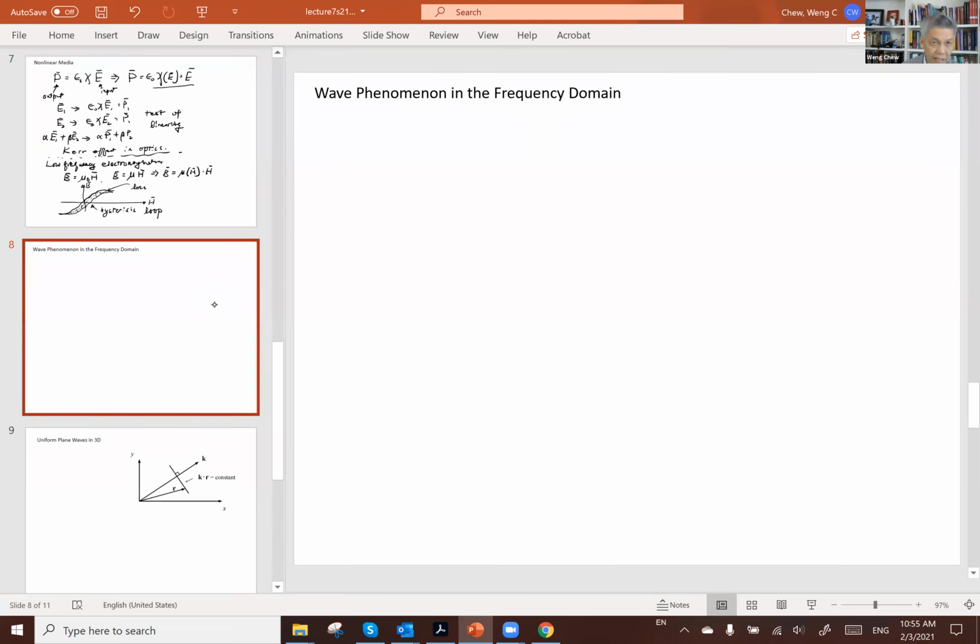Okay, if not, then I'd like to talk about wave phenomena in the frequency domain. We have talked about wave phenomena in vacuum. That was very easy to do because what we did there was to assume that we have E, we have D equal to epsilon E.